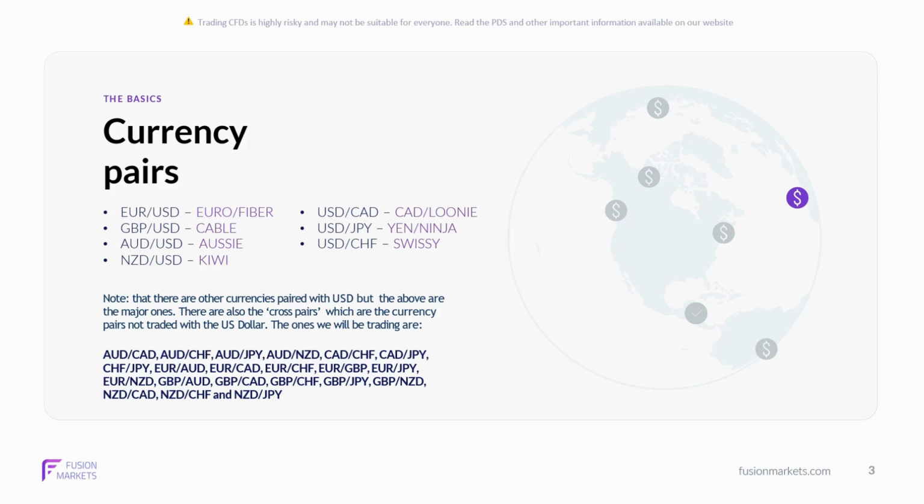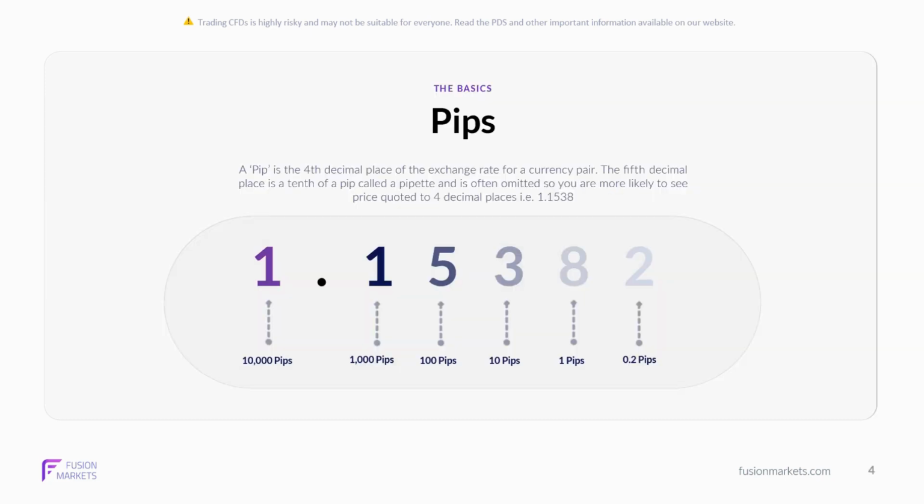So there are other currency pairs that are paired with the US dollar, but the above are what's called the major currency pairs. There are other currency pairs as well called cross pairs, and those are where currencies are not paired with the US dollar. These are the ones which you will predominantly be trading along with the majors. So, Aussie against the Canadian dollar, Australian dollar against the Swiss franc, etc., euro against the Swiss franc, and so on and so on. So you've probably heard of a pip or pips, but what actually is a pip?